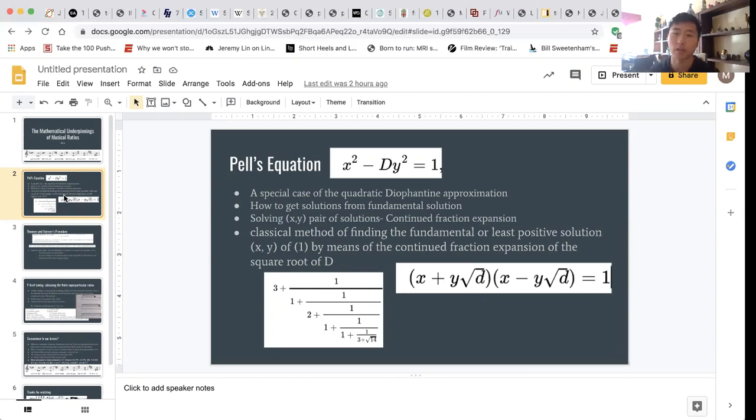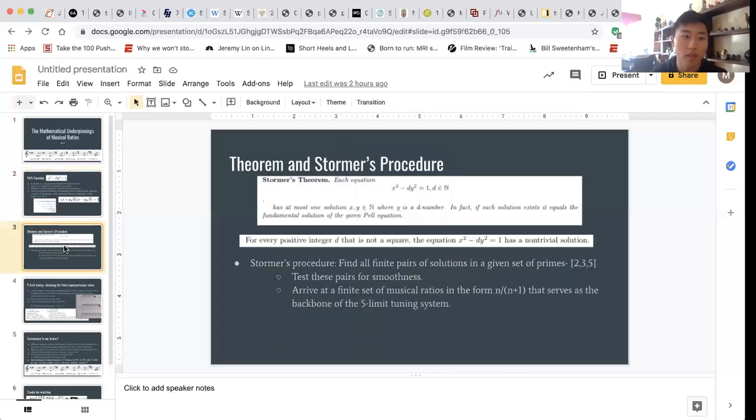Another thing to point out about rewriting Pell's equation in this format is that it introduces multiplicative properties alongside the notion of norms, which is very important. The continued fraction expansion way is also described in the paper to find pairs of solutions. The reason why Pell's equation is particularly relevant is because Stormer beautifully applied the art of solving them into his theorem.